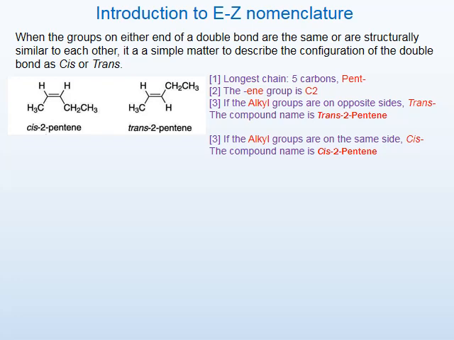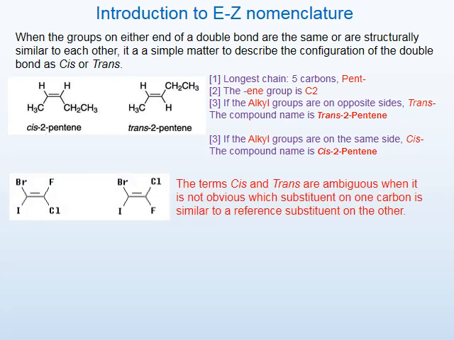The double bond divides the molecule in 2 halves, and because rotation is restricted around pi bonds, there's an ethyl and a methyl group on either end of the double bond. If the alkyl groups are on opposite sides, the compound name is trans-2-pentene. If the alkyl groups are on the same side, the compound name is cis-2-pentene.